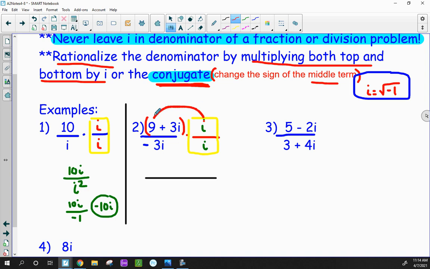So it's i times 9 and then i times 3i. i times 9 comes down first, and that's going to be 9i. i times 3i is 3i squared. In the next step, we'll change that over. Now we're going to multiply the bottom. Negative 3i times i. Well, negative 3 times 1 is negative 3. i times i is i squared.